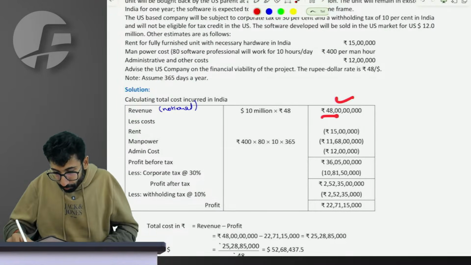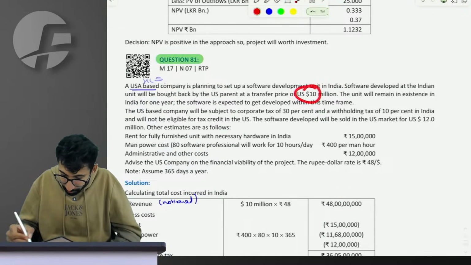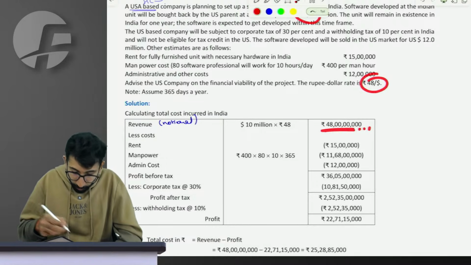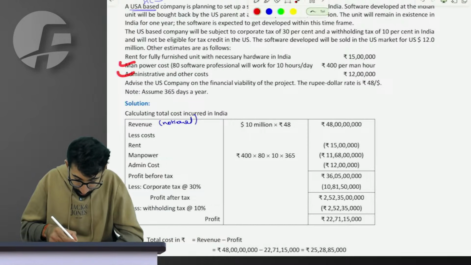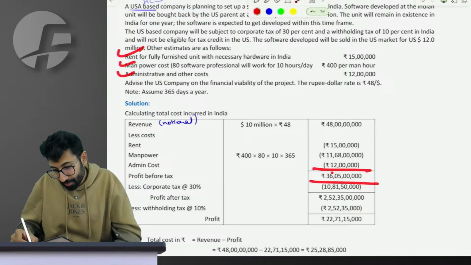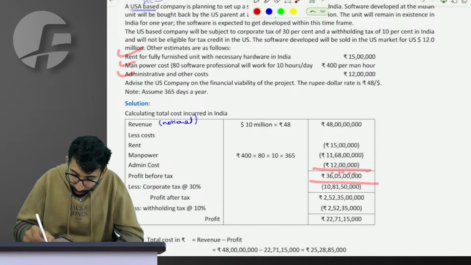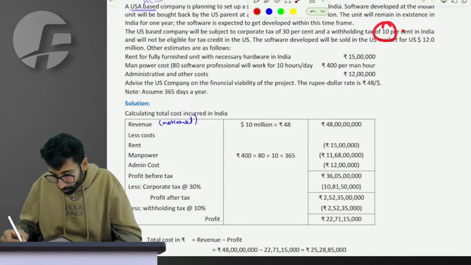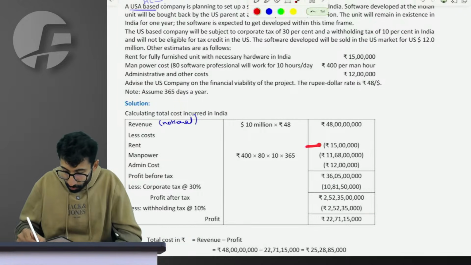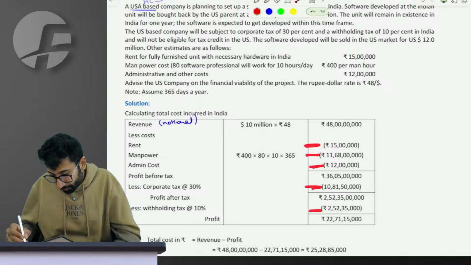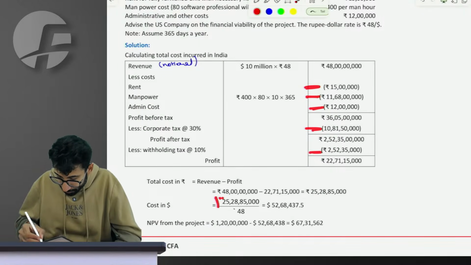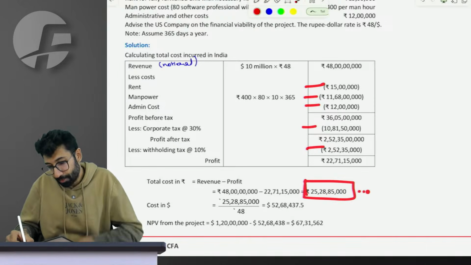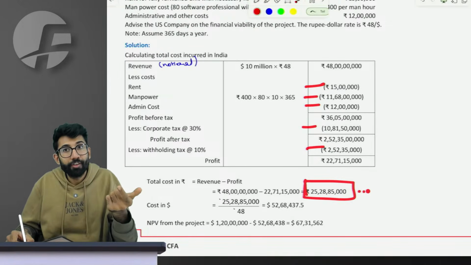Revenue being notional: 10 million multiplied by the 48 rupee per dollar rate gives 48 lakhs revenue, from which, when you deduct different costs, you get the PBT of 36 crore 5 lakh. When you pay 30% tax it is 1081, after which, when you pay withholding tax, it is 252. When you add up all your expenses, adding up 5 numbers, it becomes 25, 28, 85.